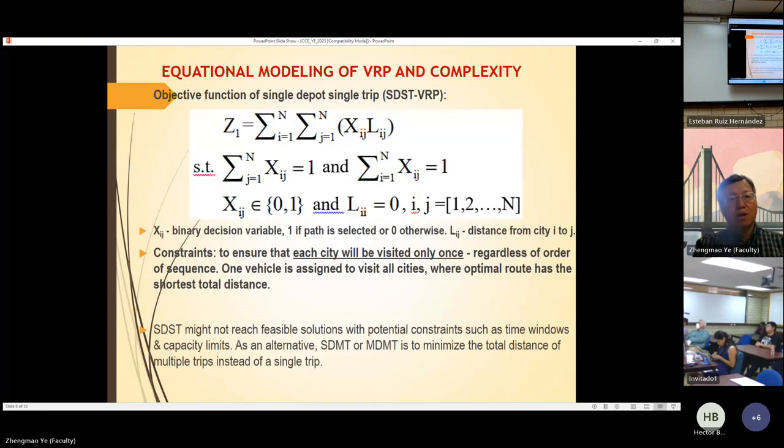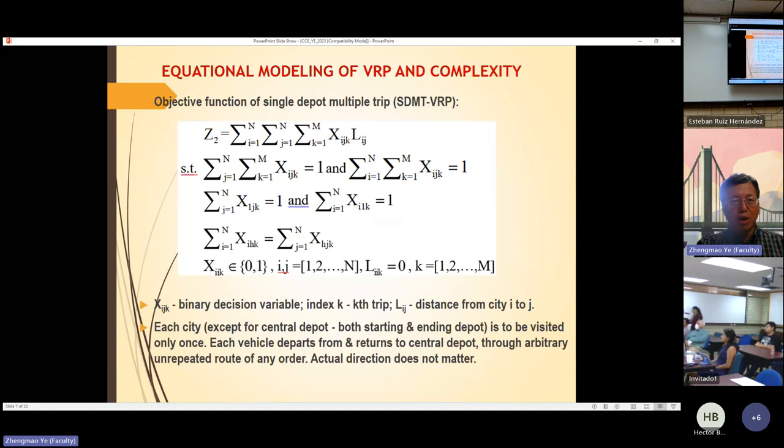Equation modeling. The objective function of a single depot, single trip problem is defined as Z1, with the binary decision variable X and the actual distance between two cities L. The constraints are used to ensure that each city will be visited only once, regardless of the order of sequence. One vehicle is also assigned to visit all the cities, while the optimal rule always holds as the shortest total distance. The SDST sometimes may not reach feasible solutions with potential constraints, such as time windows and capacity limits. As an alternative, either the SDMT or MDMT is used to minimize the total distance over multiple trips instead of a single trip.